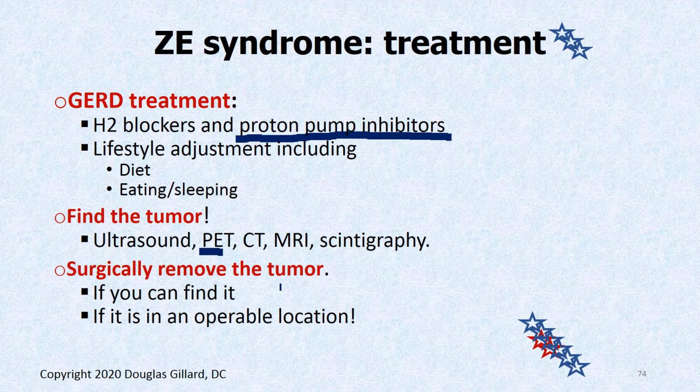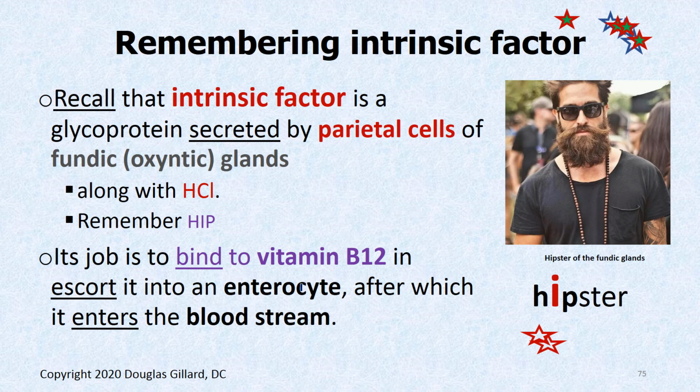And if it's amenable surgically, maybe it's just in some weird muscle. Maybe it's in your psoas muscle. Maybe it's in an easy place where you can snip it out. If it's in the pancreas, it's a little hard to take out. It's a very delicate organ, but great if you can take it out. Remembering intrinsic factor.